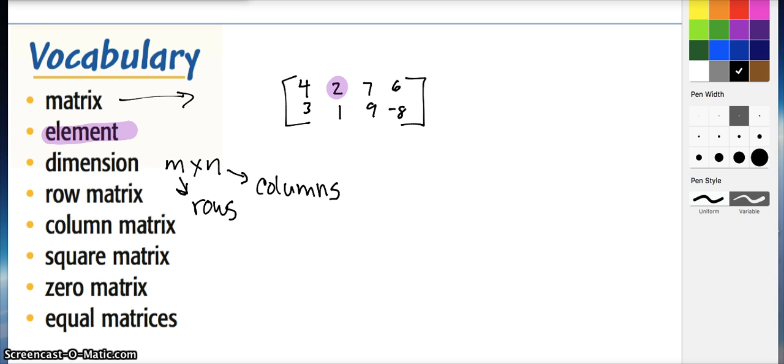All right, so now that we have this down, let me go ahead and highlight this. You should be able to tell me what the dimensions of this matrix are. So we start off with the number of rows, 1, 2 rows. So this is a 2 by how many columns? 1, 2, 3, 4. 2 by 4 matrix.